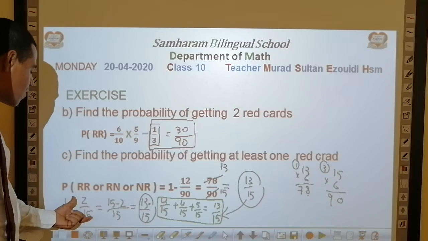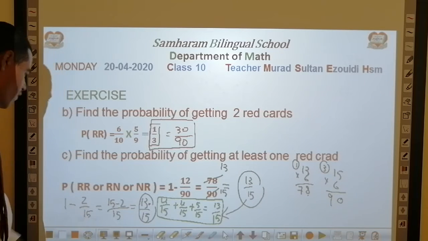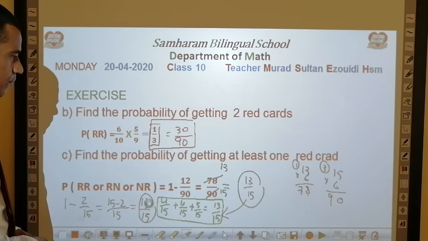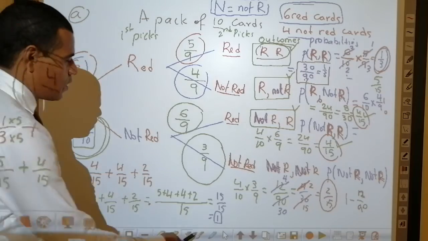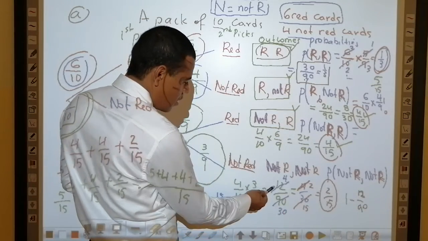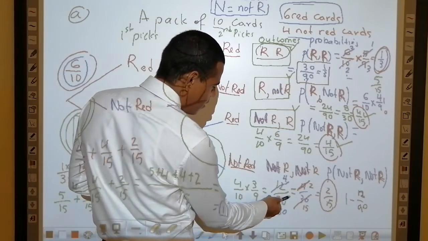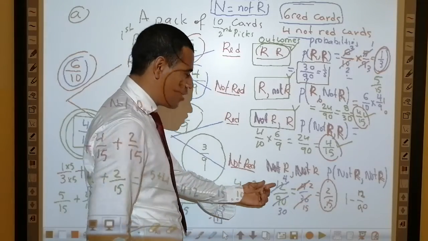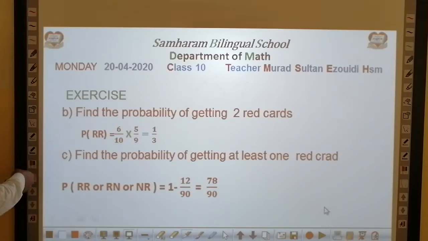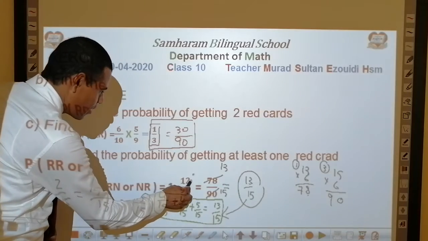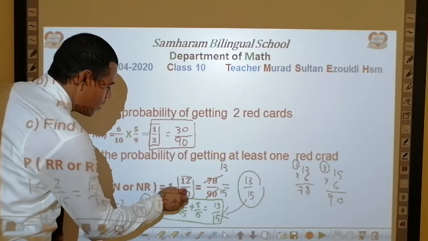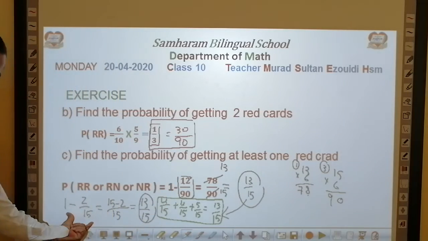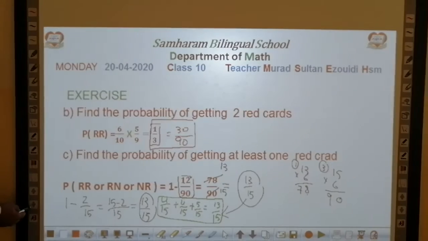One student can tell from where you got 2 over 15. Okay, all right. From where? Look, 2 over 15 is this. 12 divided by 90 is equivalent to 2 over 15. Instead of writing 12 over 90, you can also cancel the common factors of the numerator and the denominator. You will come to this one. Okay? Thank you. Okay. The next.